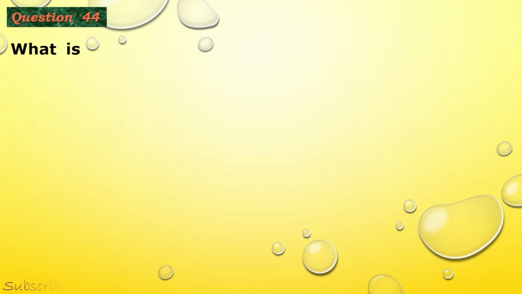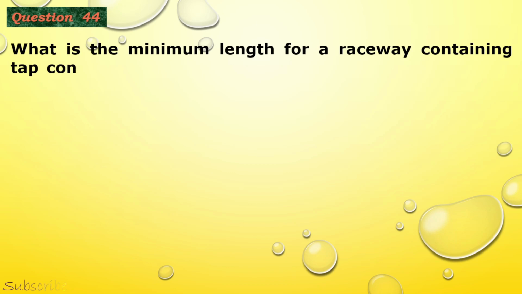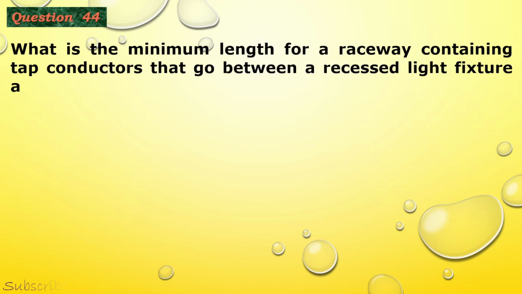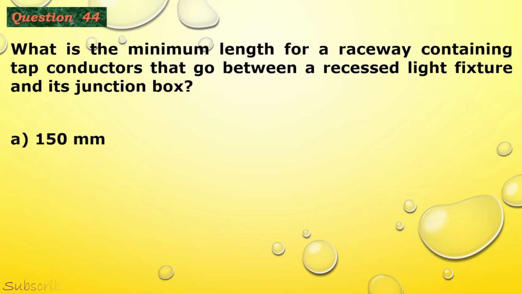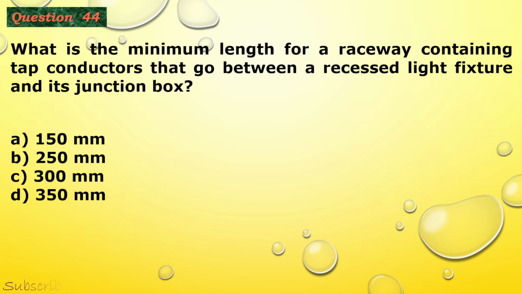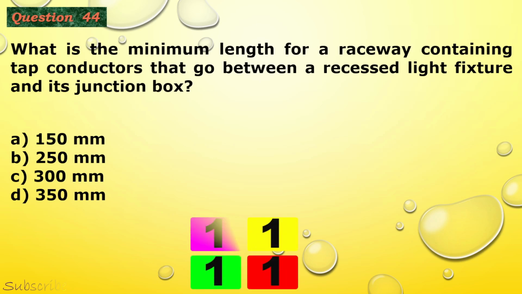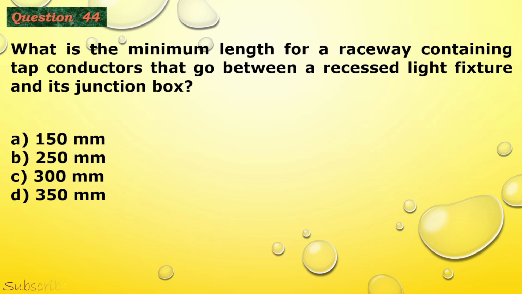Question number 44. What is the minimum length for a raceway containing tap conductors that go between a recessed light fixture and its junction box? A. 150 mm. B. 250 mm. C. 300 mm. D. 350 mm. The correct answer is letter C, 300 millimeters.